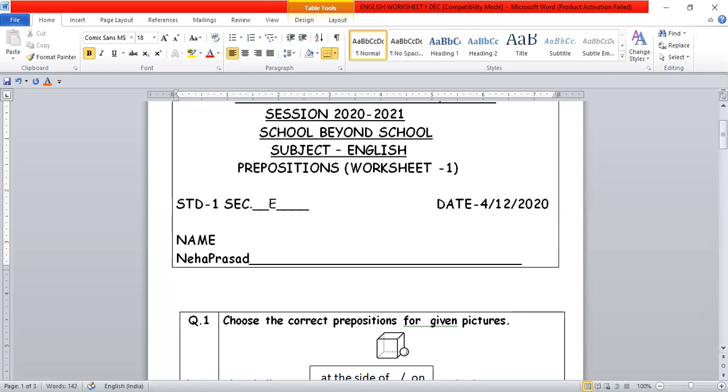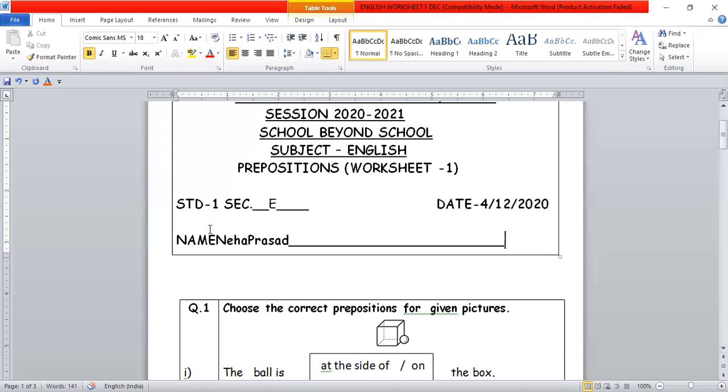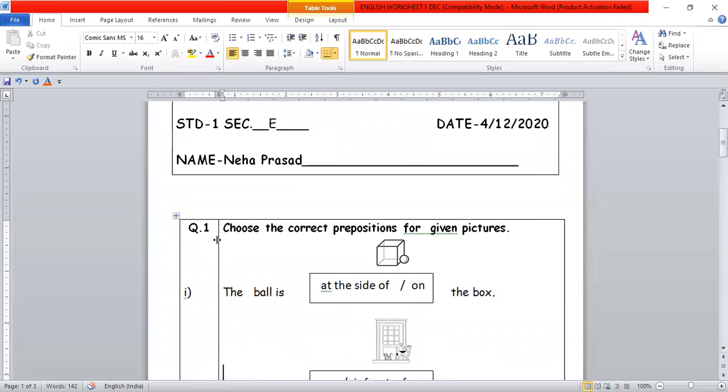Let me try to bring this up. Okay. So after the name, leave some space. Okay. And then you will write your full name in cursive handwriting. Okay. I gave you the example of preposition. It tells us about the exact position an object or a thing is in. So let's go ahead and try to see what other examples are there.